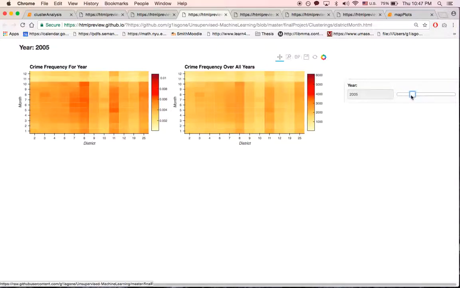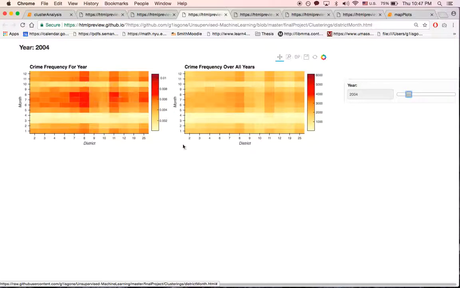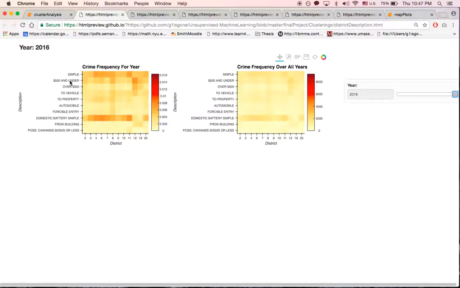For example, you see over here that there's this white gap. However, we couldn't really make sense of it or explore it that well because of a lack of domain expertise. So we decided to set that aside and just focus on the difference between the crimes of $500 and under and over $500.